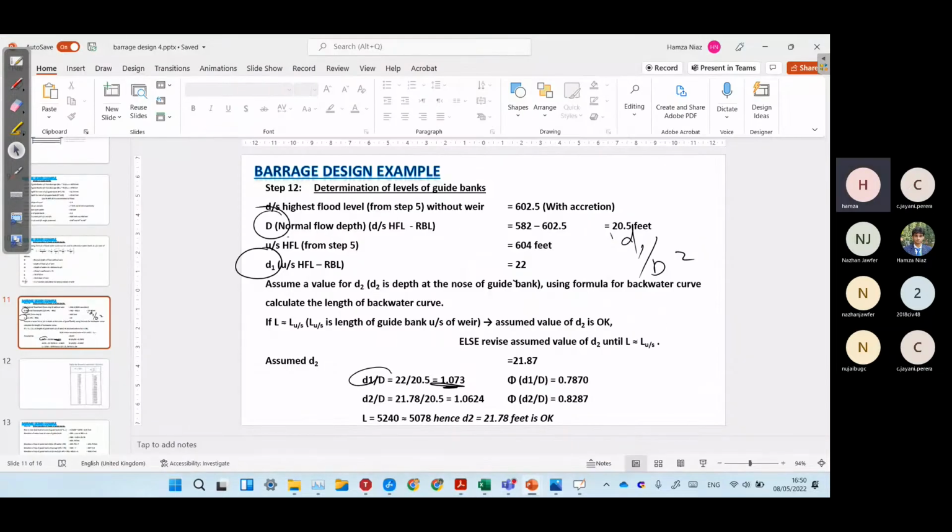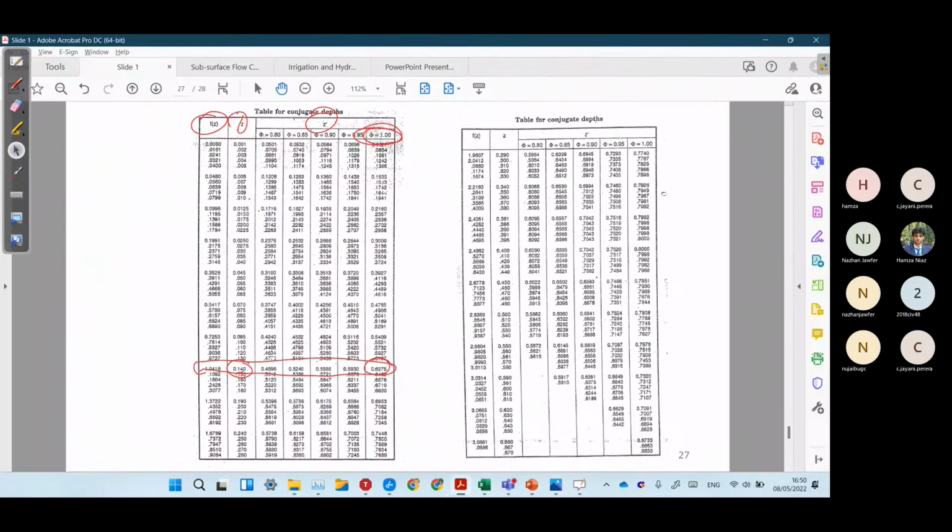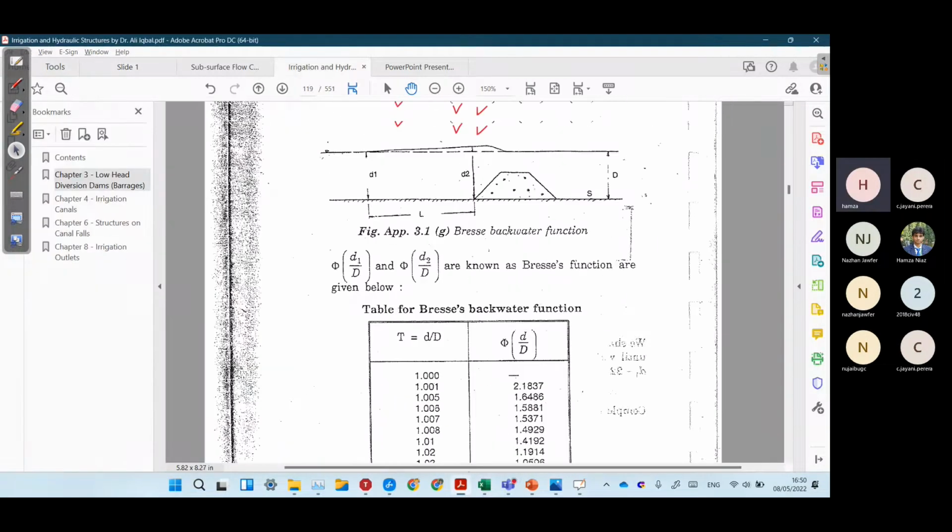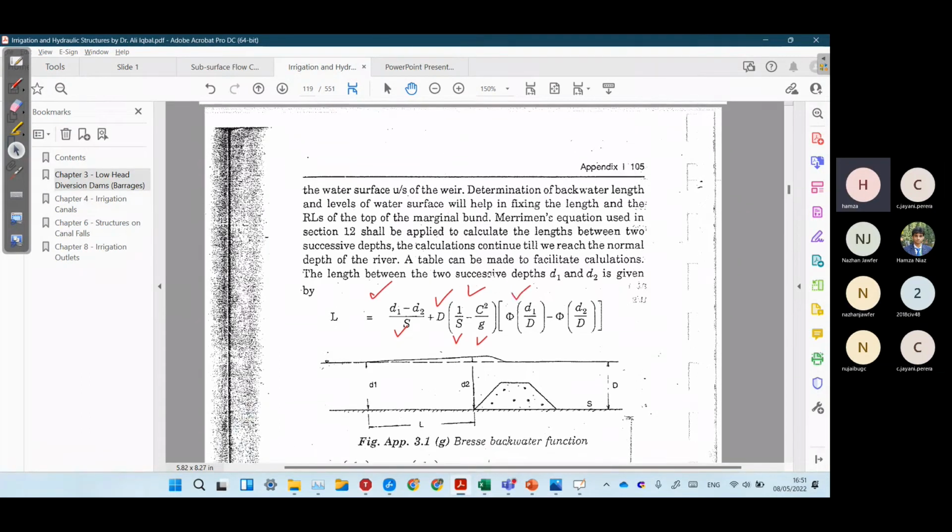If they have interpolated, yes. So we can simply interpolate or simply use the nearest value because they are very small values. So for D1 and D values, we know these. Now if we go to here, we know this phi D1 over D value also. The only unknowns are the D2 value and phi D2 over D value.